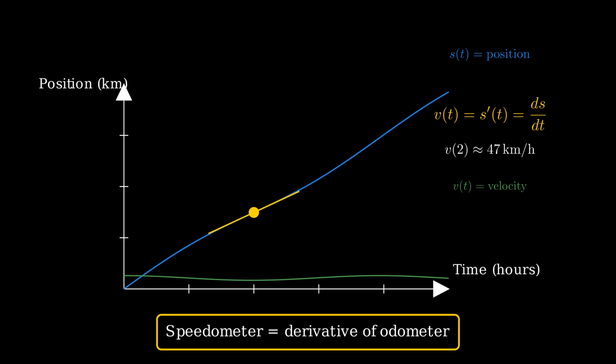And that is exactly what your speedometer is calculating. Every single moment you're driving, your speedometer is a derivative. The odometer is the integral. And every car on every road is running on calculus.